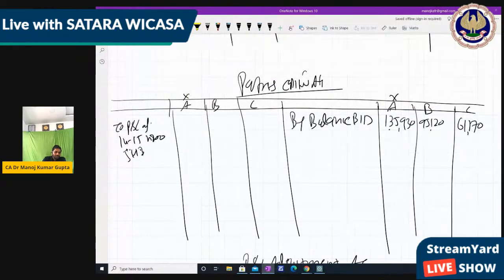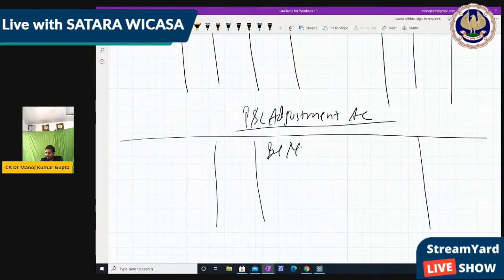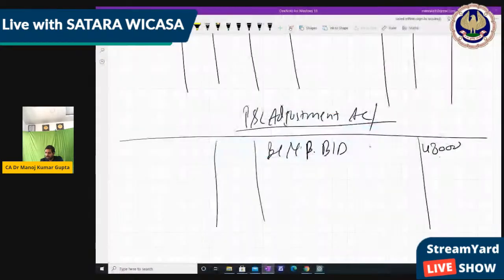So 48,000 divided by 12 into 5, 20,000, because they want to reopen it, into 4, 16,000. So first we have to reduce, then only we can open it, right? 12,000. So now we open it. By net profit brought down 48,000, we are making the P&L appropriation account, right?